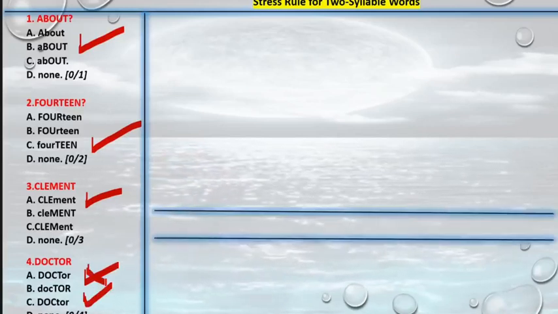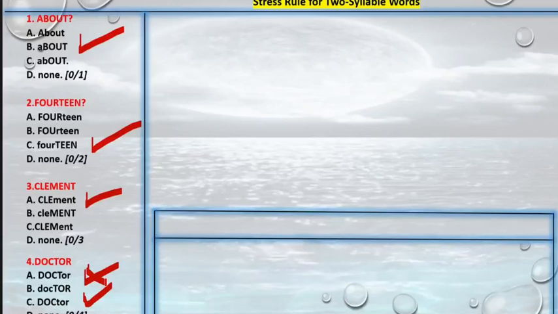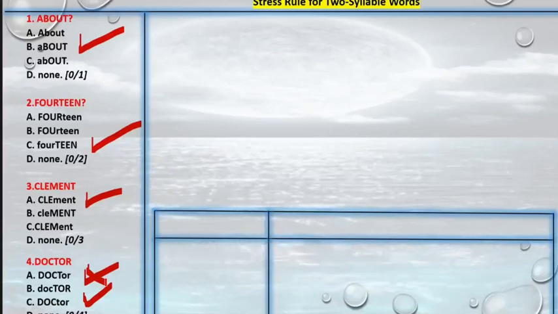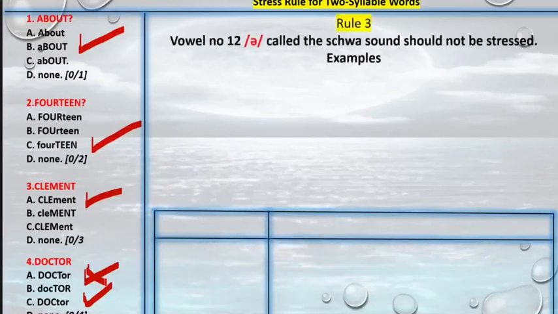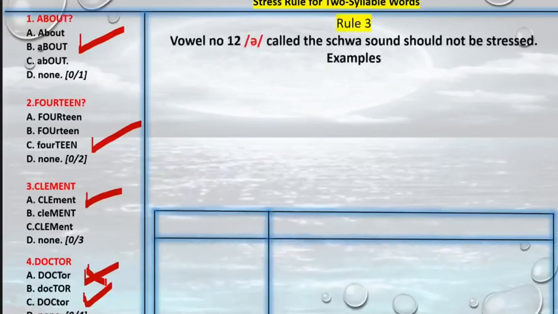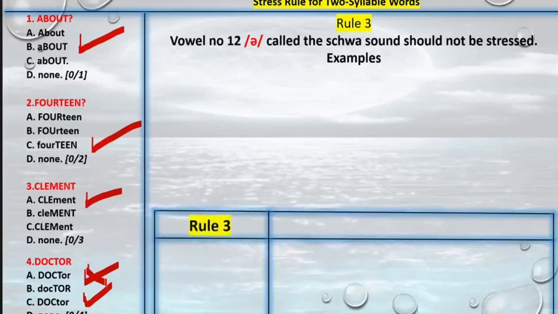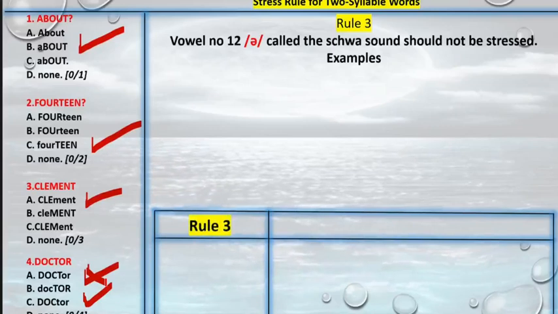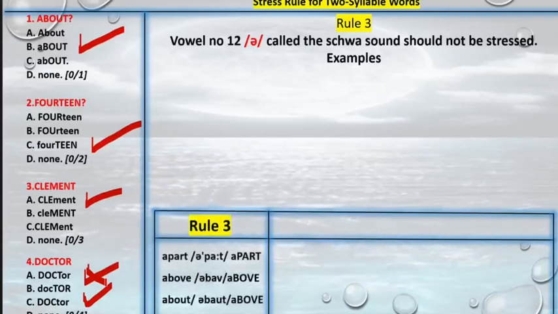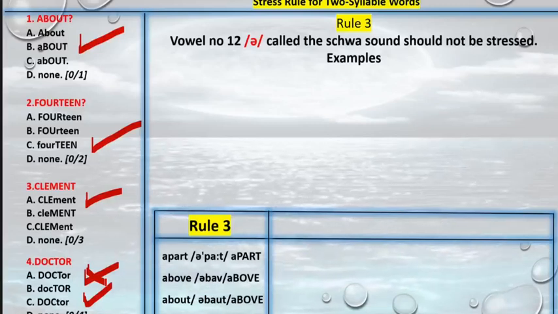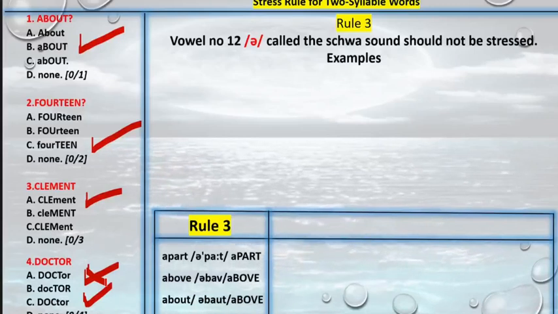Now let's take a look at the rule governing this. It's important to look at this rule. Right, so we'll look at rule 3. Vowel number 12 is usually the vowel known as schwa. It's always a weak sound. And so when it begins 2-syllable words, then the second part attracts the stress. So look at that: apart, above, and of course about. All right, that should be about, not above.